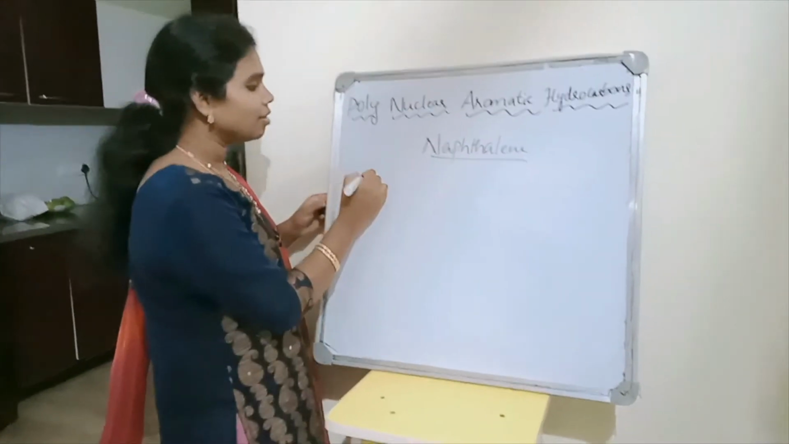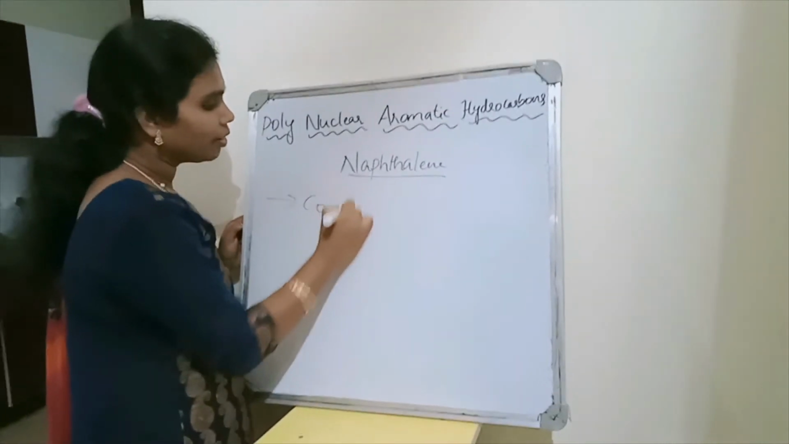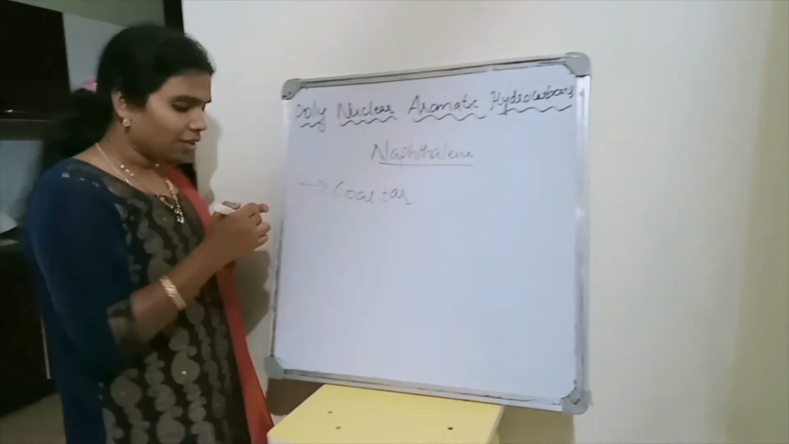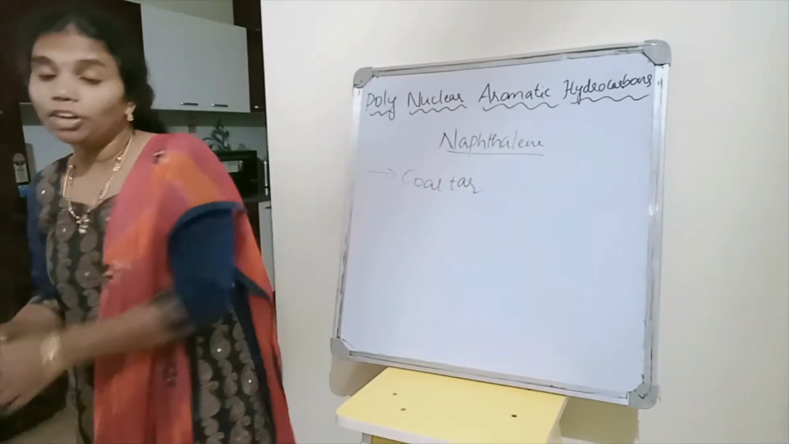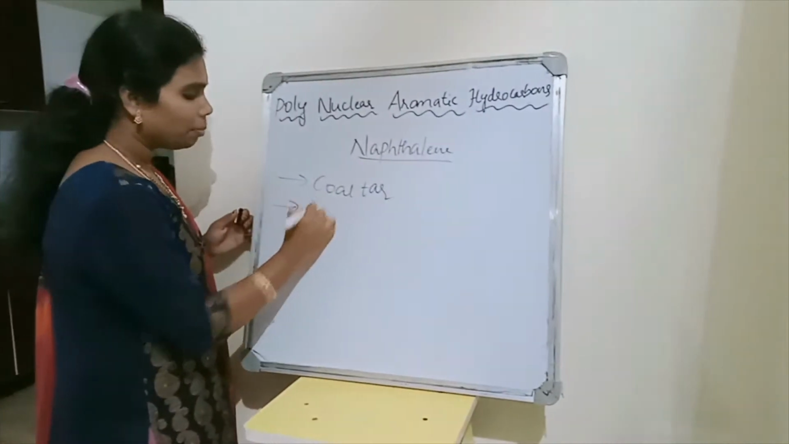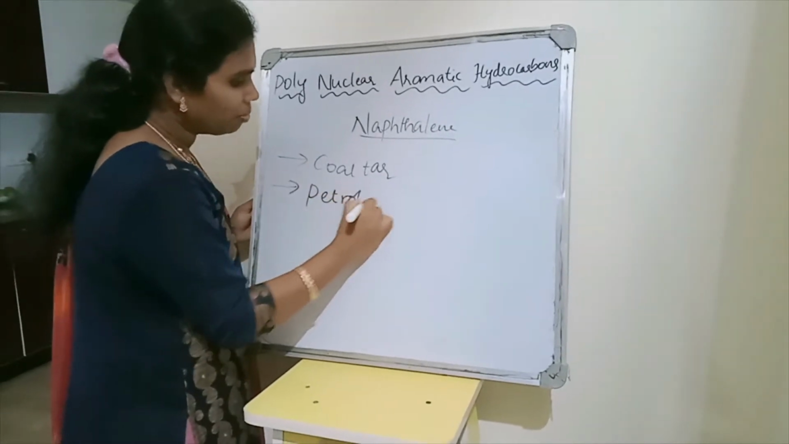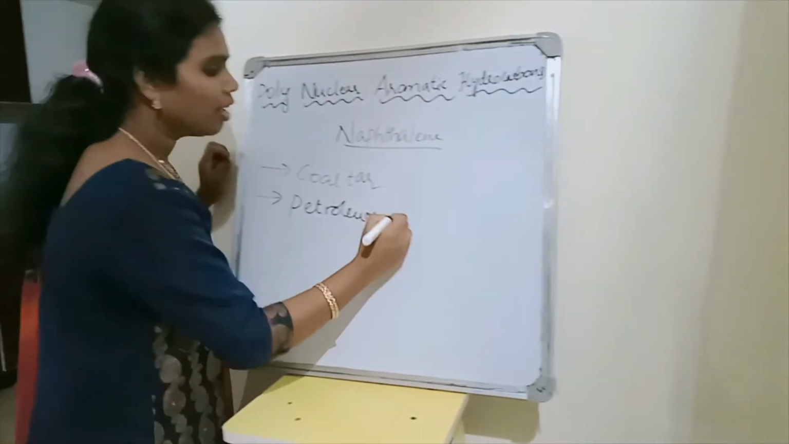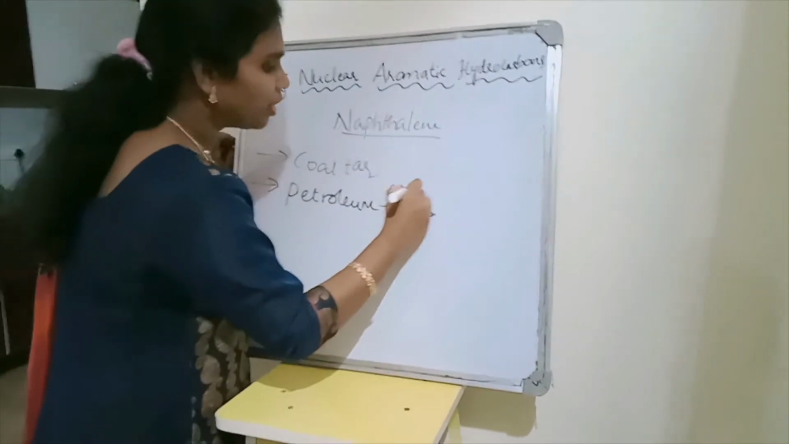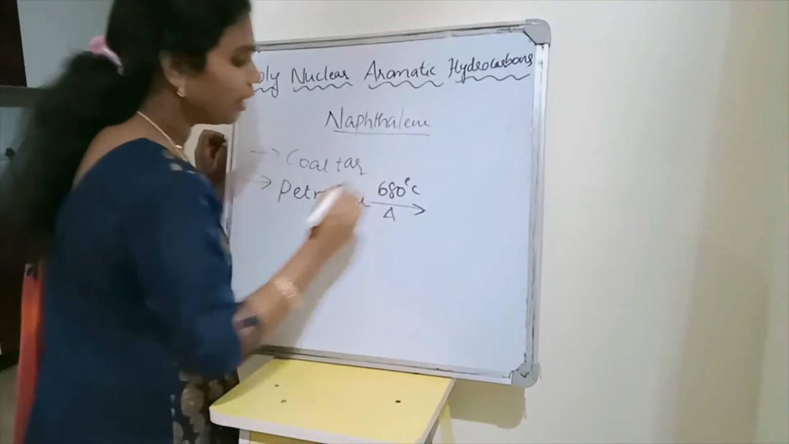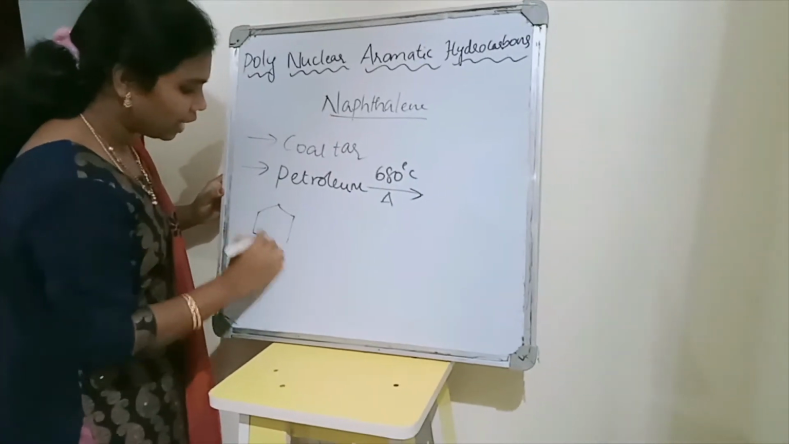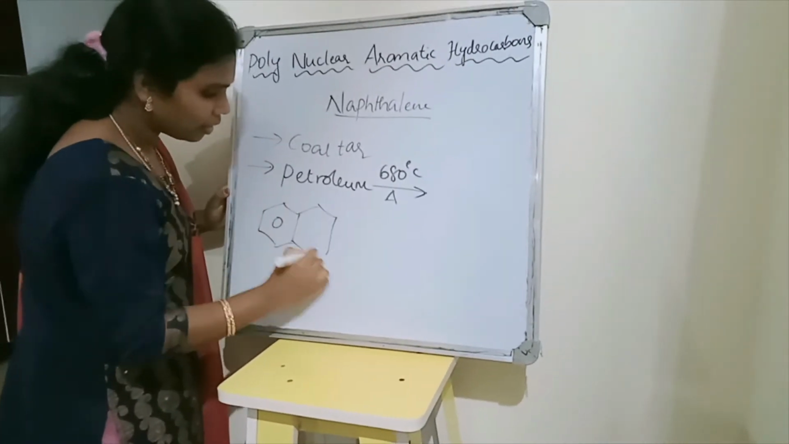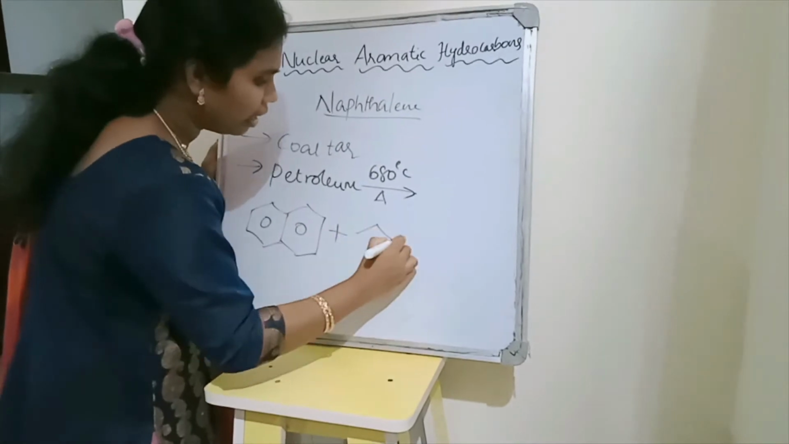In the olden days it was produced from coal tar. But currently we are synthesizing it from petroleum products, or from the petroleum. So from the petroleum, how are they synthesizing it? They subject it to higher temperatures like 680 degrees centigrade. Then we get naphthalene along with methyl naphthalene as a byproduct.